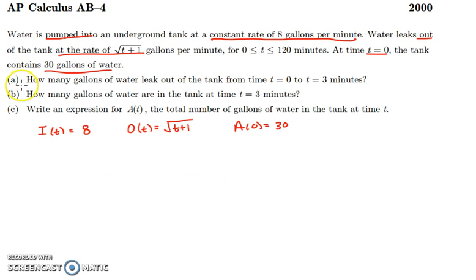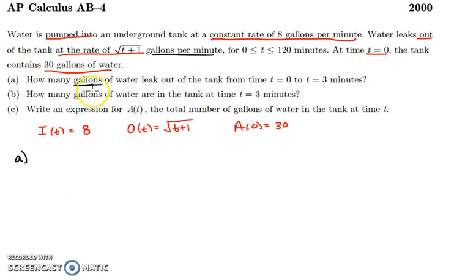As we go through part A, how many gallons of water leak out of the tank from 0 to 3? This is just a plain accumulation problem. This isn't the in-out part of this question. They just want to know the amount we leak out, how many gallons. So we have gallons here, and we have gallons per minute here. To get rid of the per minute part, we integrate. So this is just an accumulation function. You're given a rate, and you want to know the total change in the antiderivative.